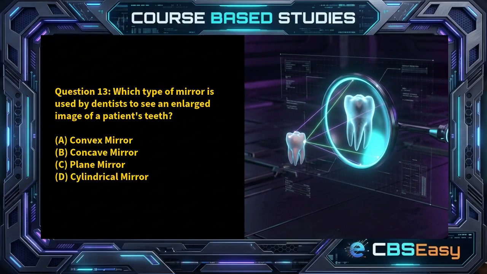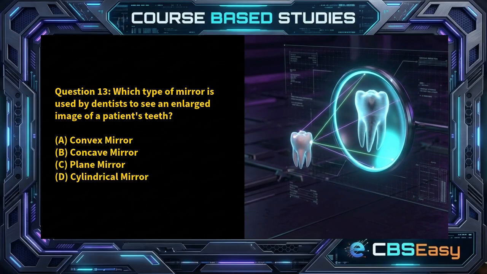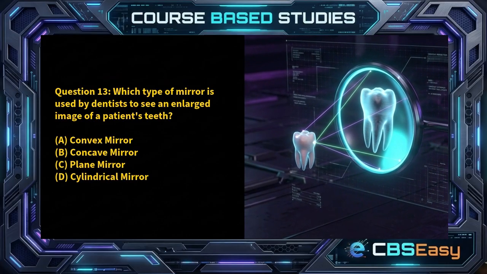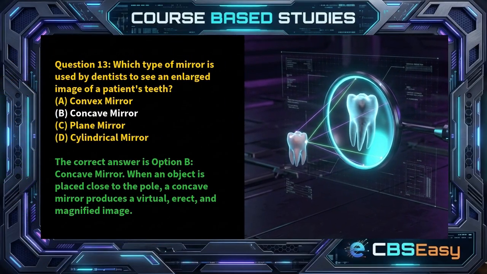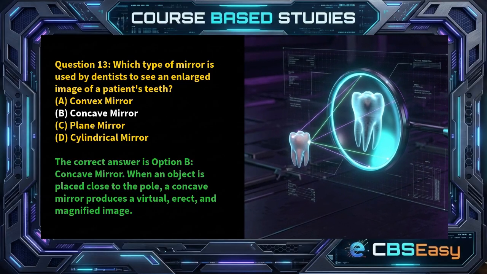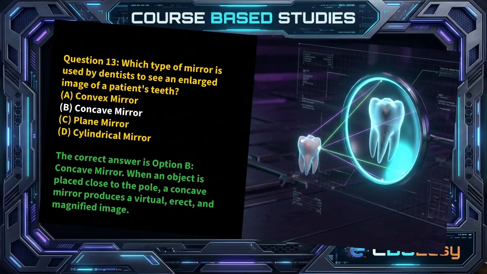Question 13. Which type of mirror is used by dentists to see an enlarged image of a patient's teeth? The correct answer is option B, concave mirror. When an object is placed close to the pole, a concave mirror produces a virtual, erect and magnified image.